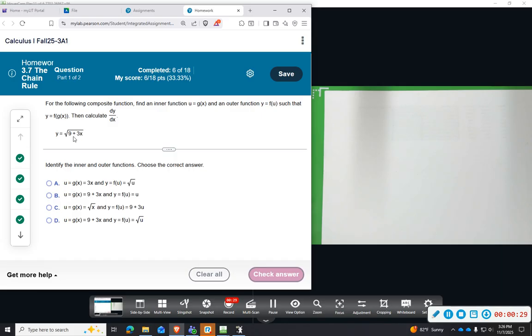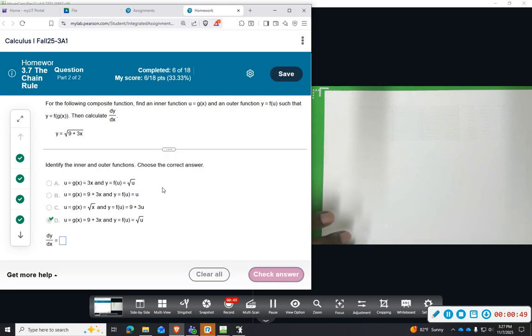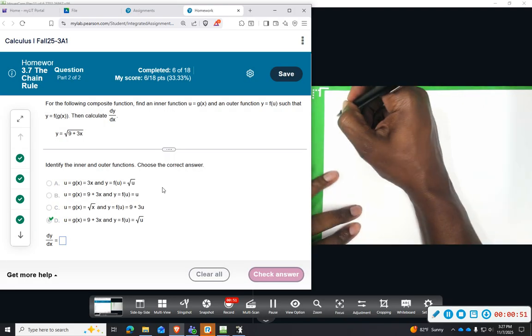And then if you replace that with the u and say the outside function of u, y would be f of u. So that'll be u under a square root. So D gives us that. And then from there, we're going to compute the derivative.